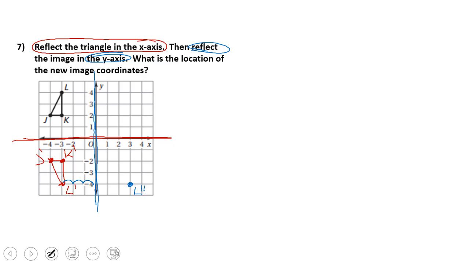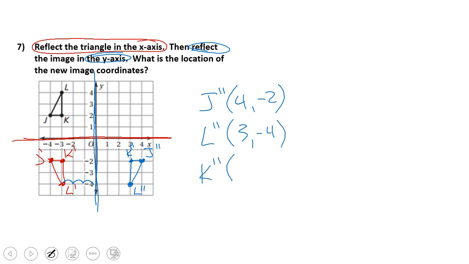K goes over 3 as well. K prime prime. And J goes over 4. So J prime prime. And I draw my new figure. So J prime prime, because that's the last place we stop reflecting, is at 4, negative 2. L prime prime, not that I'm going alphabetically or anything, that's at 3, negative 4. And K prime prime is at 3, negative 2. So that's where I end up.